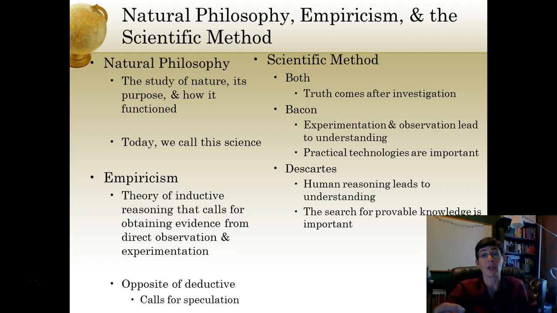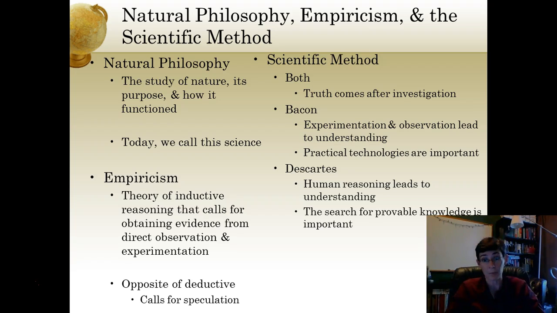Empiricism, however, is a theory. It's a theory of inductive reasoning. Inductive reasoning, all right? So this comes from Bacon. That calls for obtaining evidence from direct observation and experimentation. It is the opposite of deductive. Deductive reasoning calls for speculation, all right? You're sort of thinking your way through it. Whereas empiricism is not about thinking. It's about actively doing, right? You may have an idea about something, or you may think a thought, but in order for that thought to have any merit, you've got to experiment and observe, right?